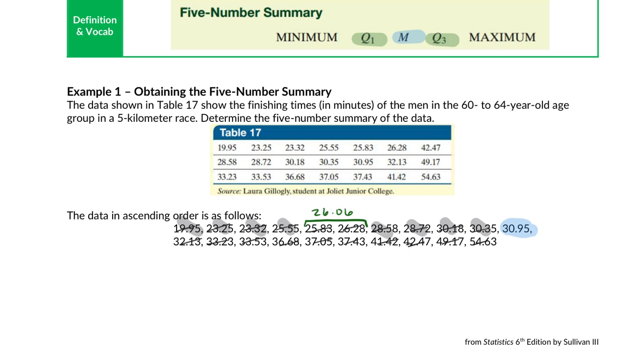If we do that on the other side, and again, we're just finding that Q3, so the median of the top half of the data, we end up with 2 values in the center, so we find the average of those 2, which gives me 37.24.